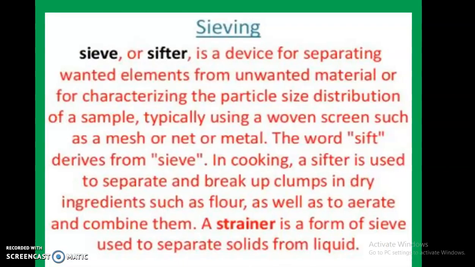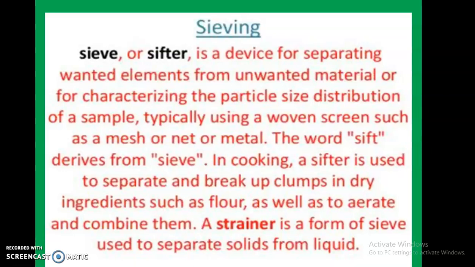Okay. So next here is sieving. Sieving, or a sifter, is a device for separating wanted elements from unwanted material, or for characterizing the particle size distribution of a sample, typically using a woven screen such as a mesh, जाली जिसको बोलते हैं हम, net और metal. The word sift derives from the word sieve. In cooking, a sifter is used to separate and break up the clumps in dry ingredients such as flour, as well as to aerate and combine them. A strainer is a form of sieve used to separate solid from liquids, that I have told you.